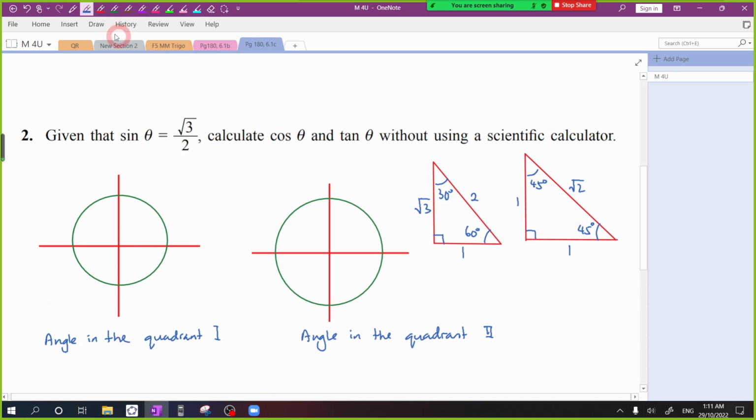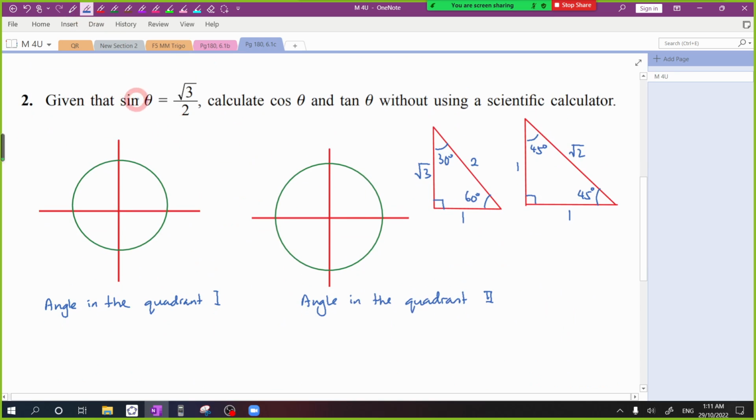Okay, now let's try one more question. Given sine theta is equal to square root 3 over 2, calculate cosine theta, tangent theta without using a scientific calculator. So now, let me show you the first method first. Sketch a unit circle. Since this sine theta is positive, we know that the theta, this angle, must be in the first quadrant or second quadrant. Right? Because ASTC, first quadrant and second quadrant, the sign is positive.